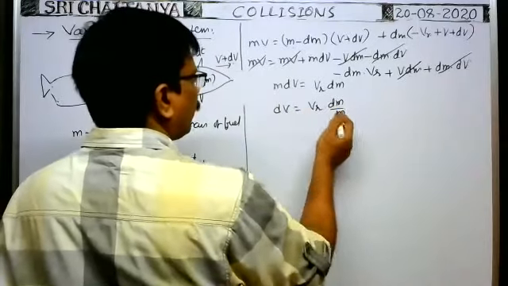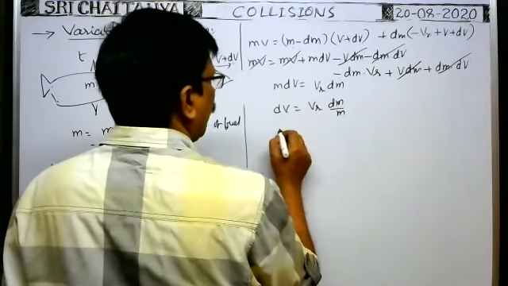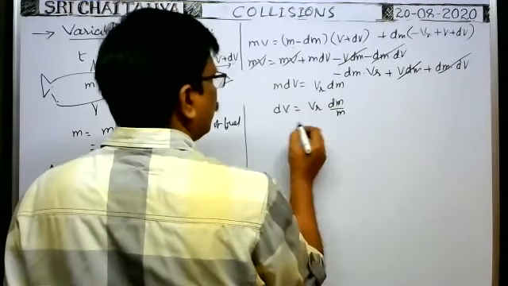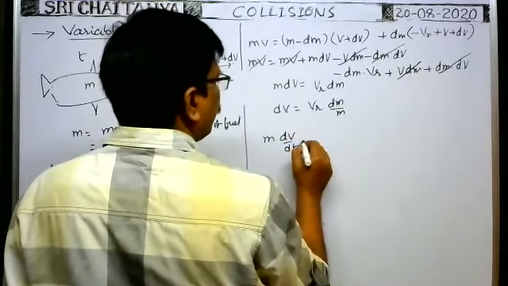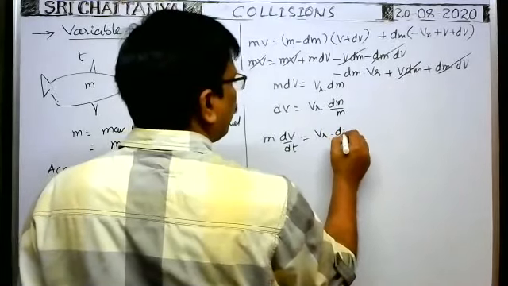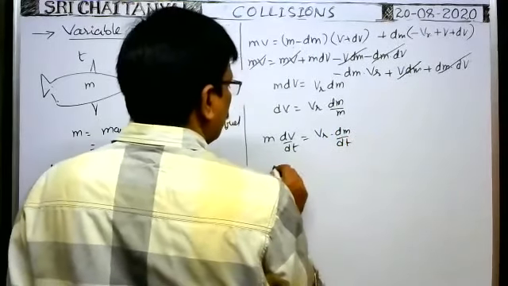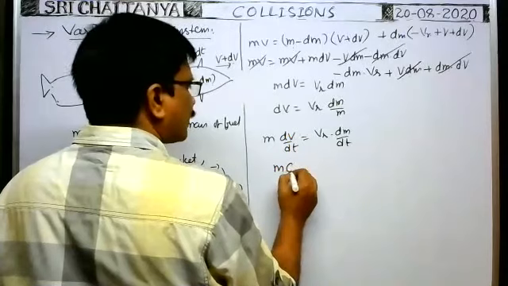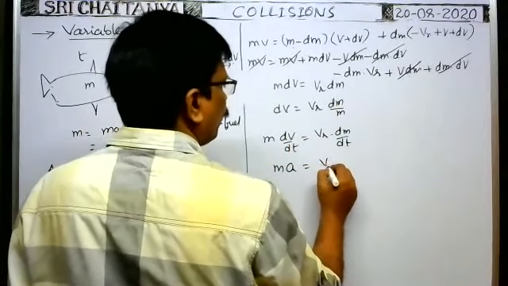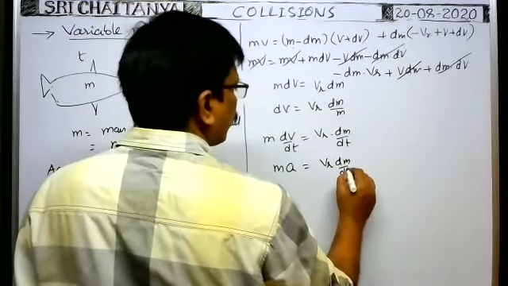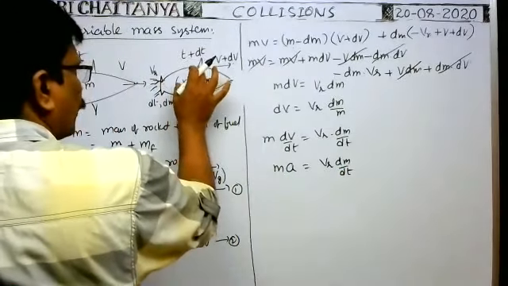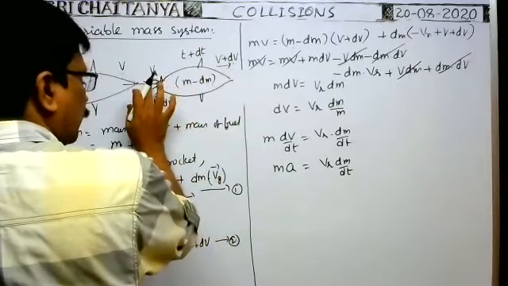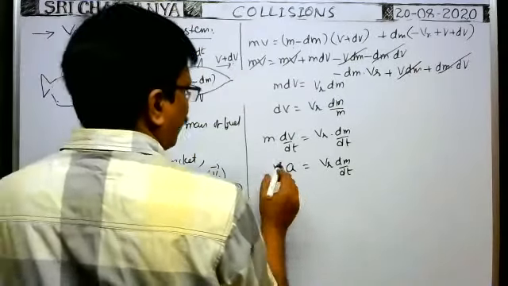You divide this entire equation with dt. On dividing the entire equation with dt, you bring this m here only. M into dv by dt is equal to Vr into dm by dt. M into dv by dt means acceleration of the rocket, which is equal to Vr into dm by dt. Ma means that is the force that acts on the rocket due to hot gases. That's why it is called thrust.